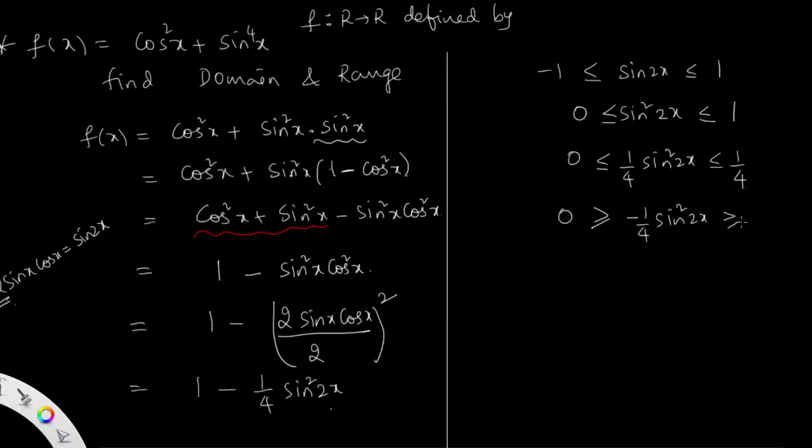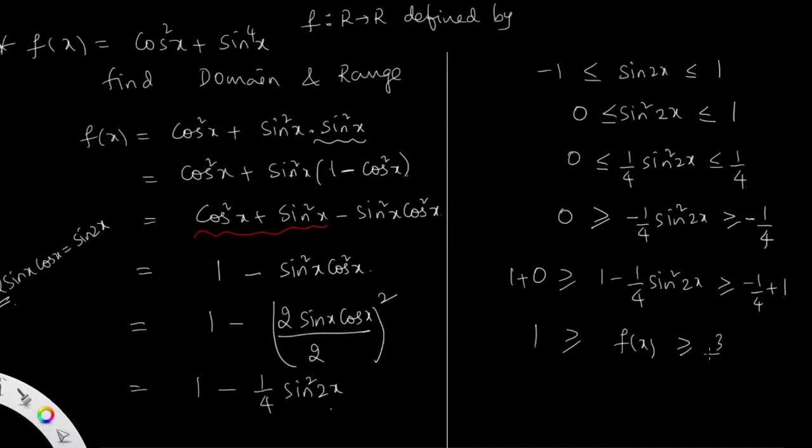This is a 6th class concept. If there is a minus, the inequality will change. Then add 1 on both sides: 1 plus 0 is greater than or equal to 1 minus 1 by 4 sin square 2x, which is greater than or equal to minus 1 by 4 plus 1. This total value is f of x, so f of x is greater than or equal to 3 by 4. Therefore the range is the closed interval 3 by 4 to 1.